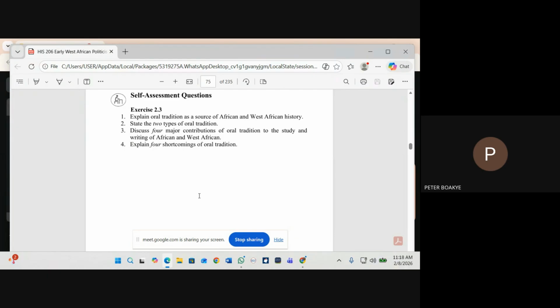So these are self-assessment questions that you can go through at your own convenient time. For example, explain oral tradition as a source. State the two types of oral tradition. Discuss four major contributions of oral tradition to the study and writing of African and West African history. And then explain four shortcomings of oral tradition. If you get this in the exams, it's very simple.